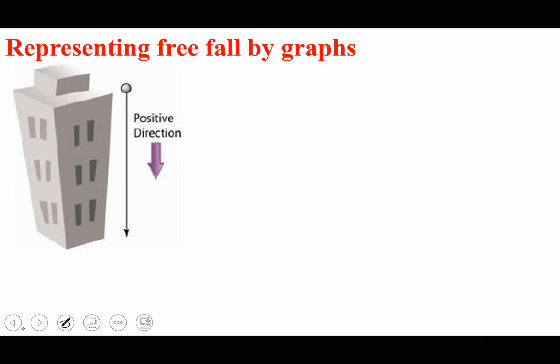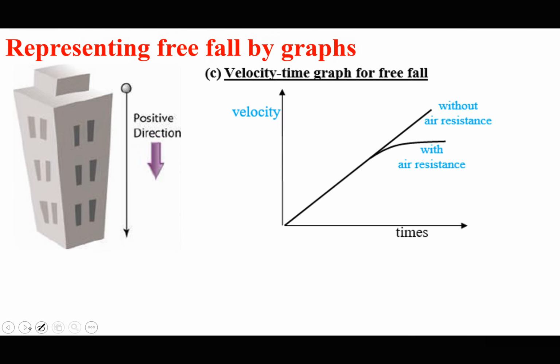Okay, let's see what happens to the velocity time graph. So from the displacement time graph, we could deduce a velocity time graph. Initially, the object started from rest, so that means initial velocity should be 0. The graph starts from the origin. But there's an acceleration. If there's no air resistance, the acceleration remains constant. So how do we show constant acceleration from a velocity time graph? It must be a straight line through the origin. So without air resistance, it is a straight line through the origin.